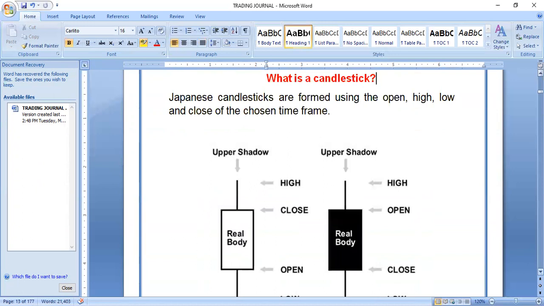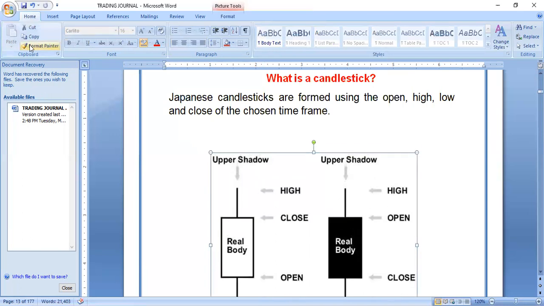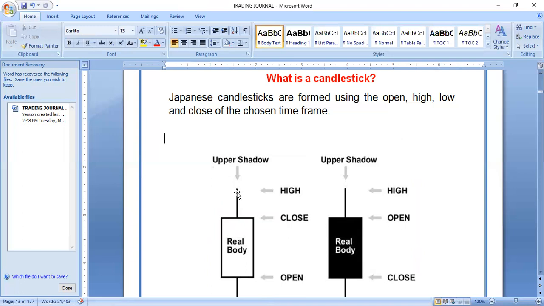That's general knowledge. Candlesticks are formed using the open, high, low, and close of the chosen time frame. Then in a candlestick, you have something we call a body, a shadow, or even the wick. This one is the wick that you can see, to highlight it. This one is the wick or the upper shadow. Then you have the lower wick or the lower shadow. Then you have the real body.